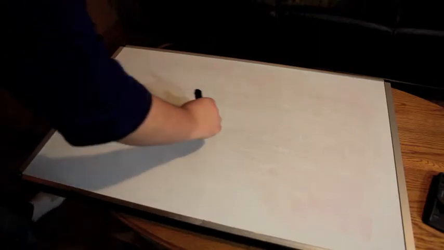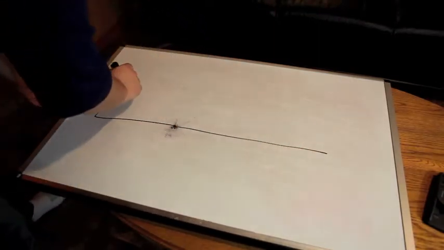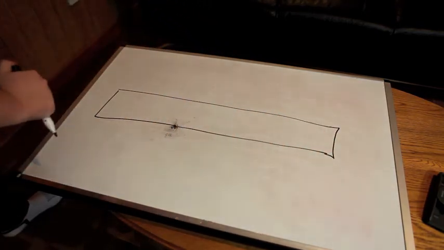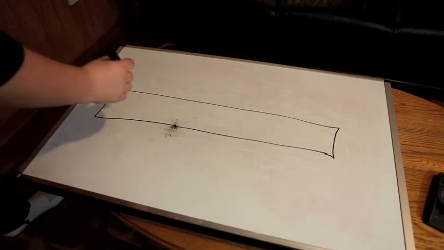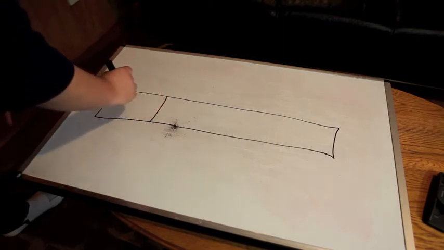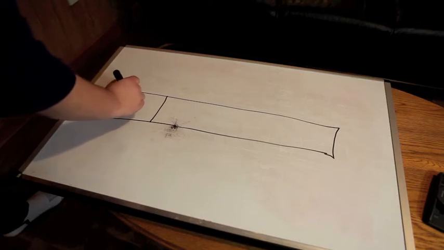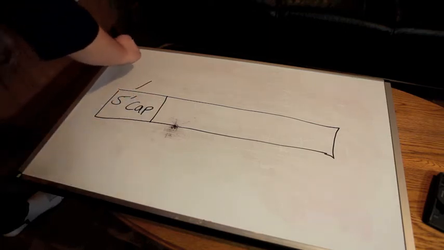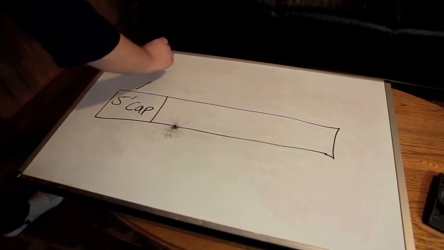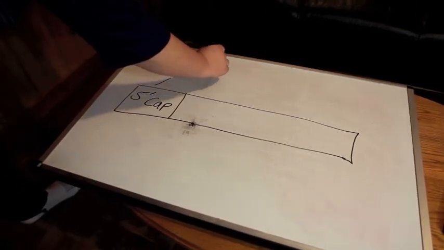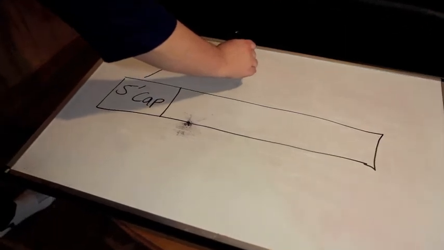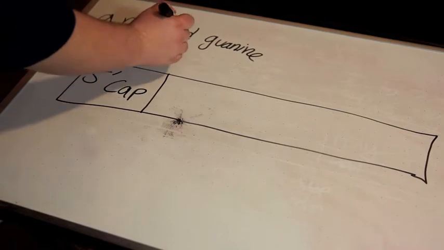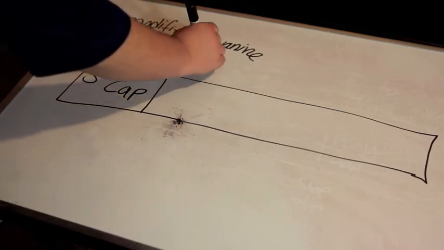Here's a picture of the 5' cap and poly-A tail on the completed RNA transcript. At this end is the 5' cap. A modified guanine nucleotide is added to the 5' end.